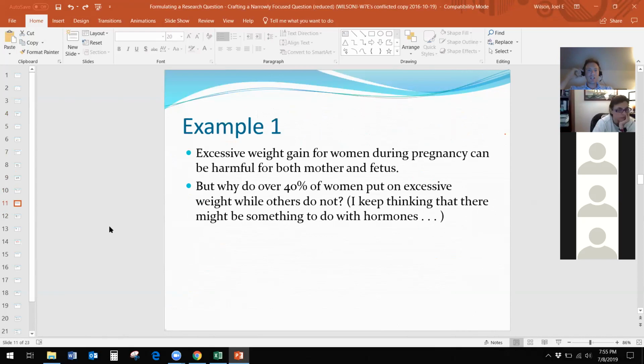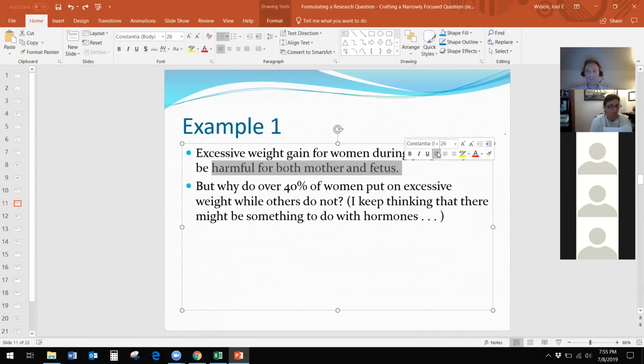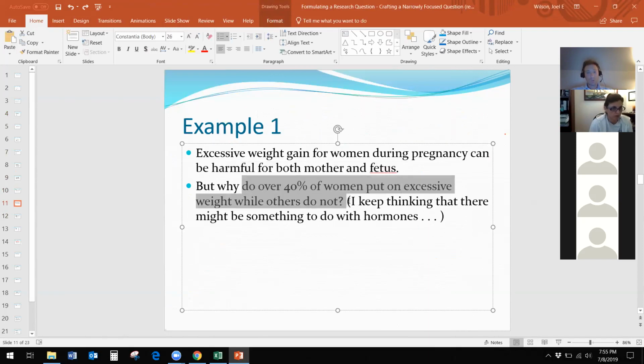So approach the topic with curiosity. I find out that excessive weight gain for women in pregnancy can be harmful for both mother and fetus. That's a scientific fact. Excessive weight gain is dangerous for the mother and for the fetus. So why do over 40% of women put on excessive weight while others do not? Well, first of all, what is excessive weight? And how do we define that? So that's already definition going on there, right? But then why do 40% put on excessive weight where 60% don't? Medically, not just husband, right?